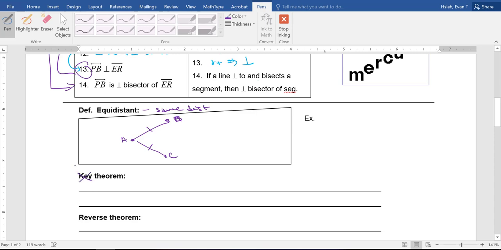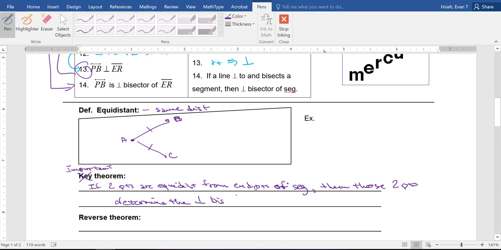The key theorem, the important theorem, the critical theorem, the primary theorem, is stated as such. If two points are equidistant, there's that word that we just defined, from the endpoints of a segment, then those two points determine the perpendicular bisector of that segment.